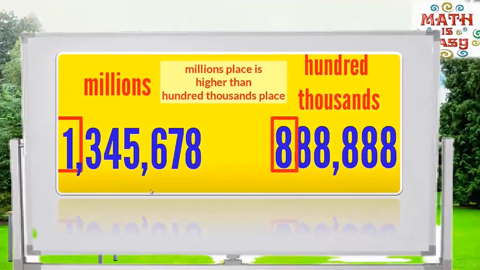Look at another example. Which one is more? You can count the number of digits in the first. Here we have 6 digits and here we have 7 digits. So this number is more than this number.